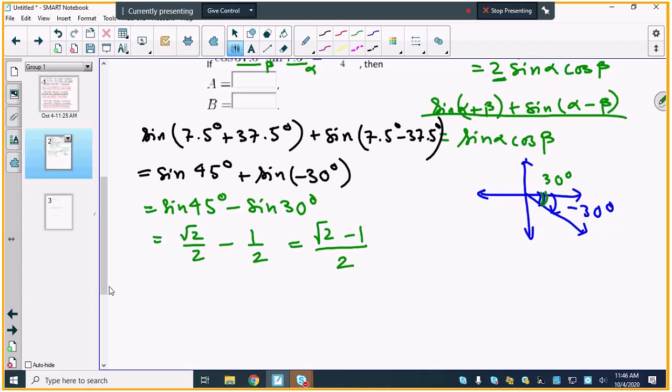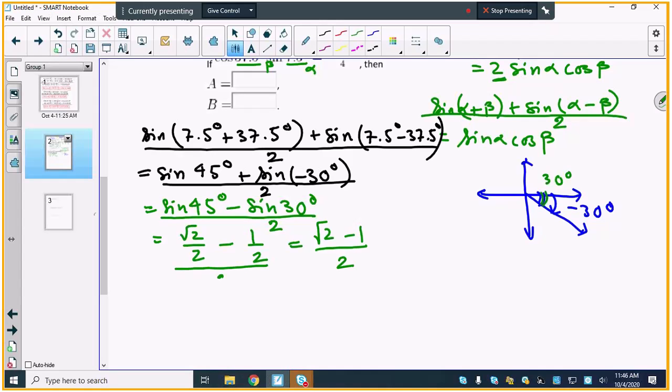And finally, we're going to remember that this entire sine alpha plus beta plus sine alpha minus beta was over 2 in my original formula. So remember, this was over 2 because we had to divide both sides by 2. So that is what is going to describe the answer for us. So this will be over 2, this quantity will be over 2, and finally this will be over 2. So that will be square root of 2 minus 1 over 2.